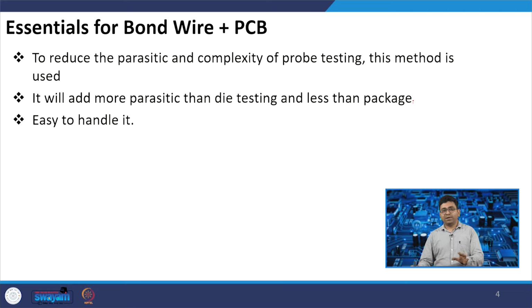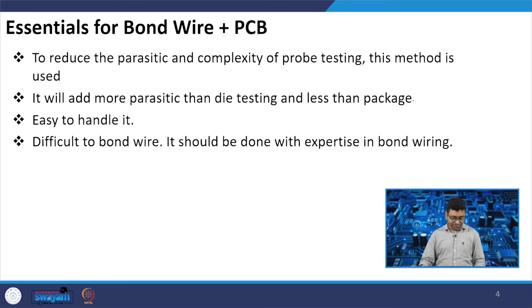This is very easy to handle because once it is bond wired, a glob top will be kept on the die, so it will not change. So, it is very easy to handle compared to the probes. However, the difficulty is in bond wiring. It should be done with expertise in bond wiring. Otherwise, one pad will touch another pad, and it requires either mechanical bond wiring or robotic bond wiring, or it should be done with expertise.